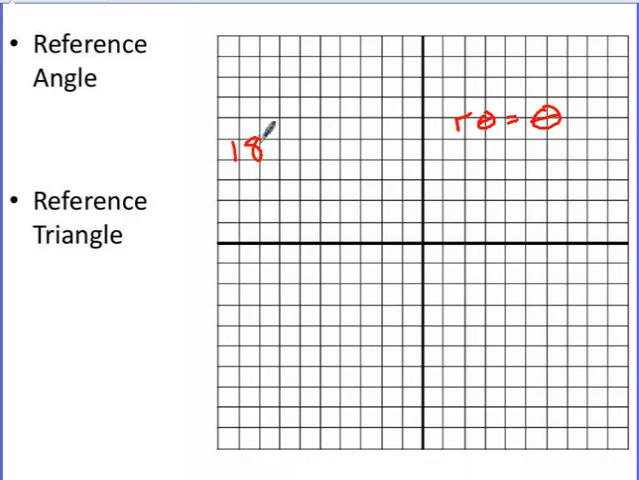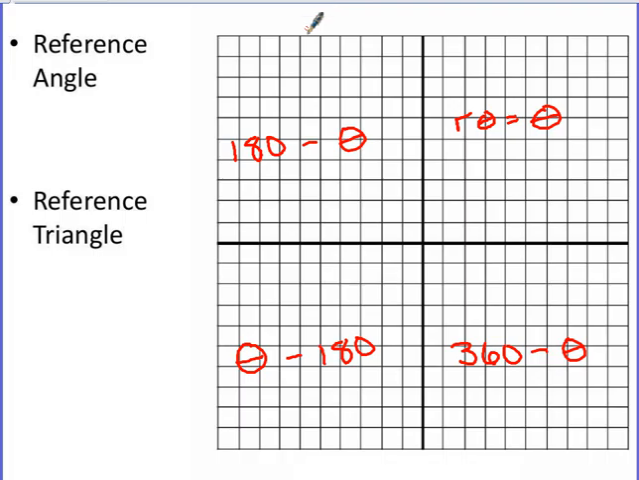In the second quadrant, it is 180 minus the angle, because it's the difference between a straight line and wherever your angle is. In the third quadrant, it's going to be the angle minus 180. And in the fourth quadrant, it's going to be 360 minus the angle.